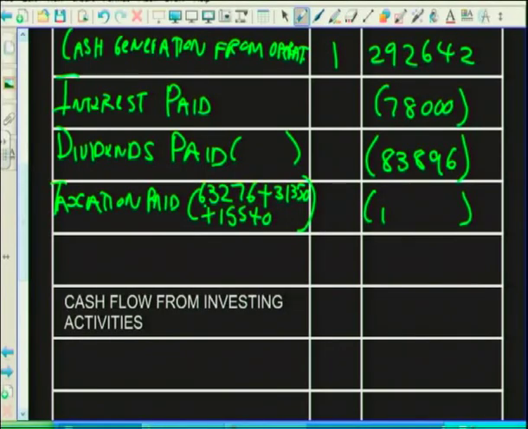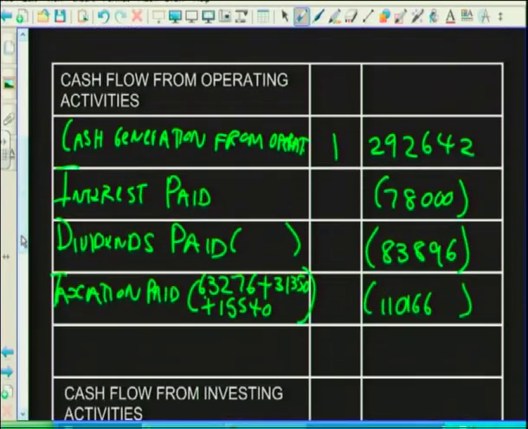So let's enter that. There we go, an amount of 110,166. Okay, let's just read that one more time. It's 110,000, guys, 166 Rand. Okay, almost done with the first part of the cash flow statement.